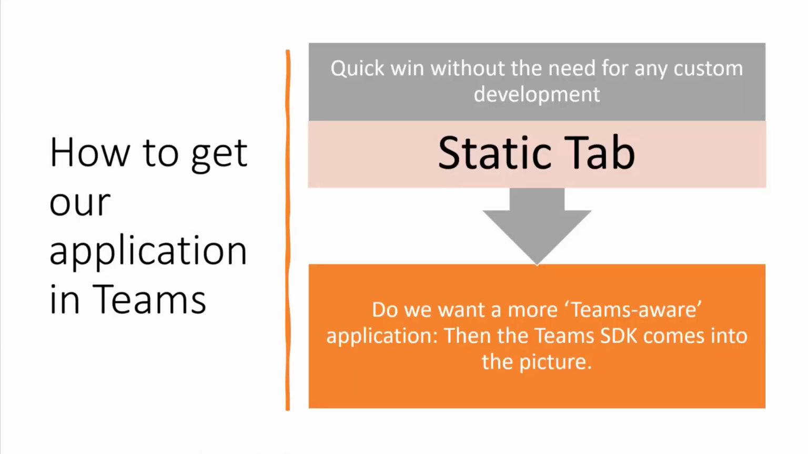Now, the easiest way to get an application in Teams is a static tab. A static tab is a personal tab, like you see on the left-hand side of Teams. You can just, within a few clicks, get a working application or an existing application inside of Teams. Of course, do we need a more Teams-aware application? If we're building something from scratch, or if we really need to have something Teams-aware, then of course the Teams SDK comes into the picture. But just to add it, it's pretty basic. We create a static tab and we're good to go.